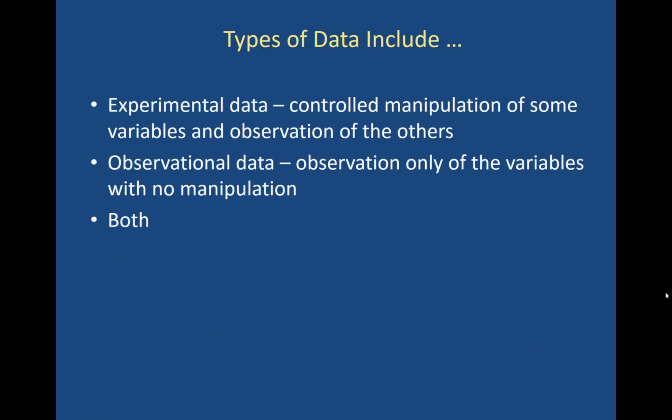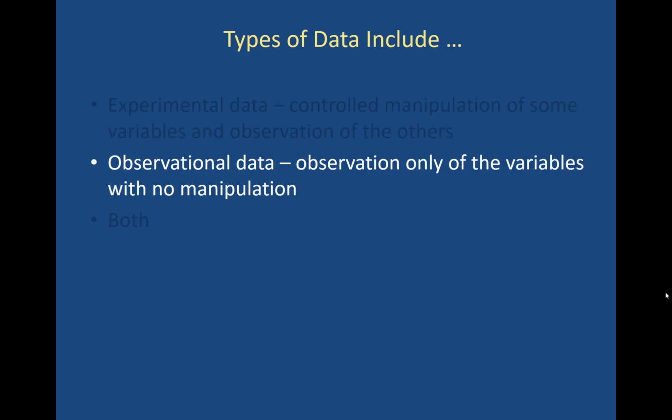So the types of data we look at include experimental data sets, where we control or manipulate some of the variables and observe others, observational data sets, where we don't manipulate any variable, we simply observe, and then data sets that are a combination, where we have experimental and observational data.